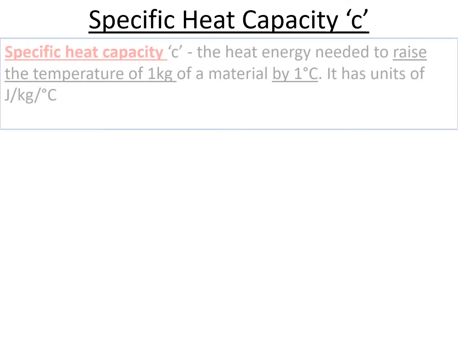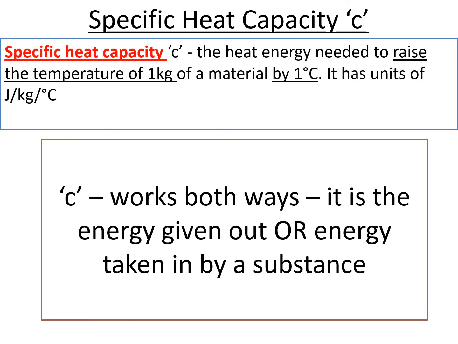So just to give you a final reminder and a wee summary is that C works both ways. It's the energy given out or the energy taken in by a substance to change its temperature. And if you have 1 kilogram of a substance, it's enough to change the temperature by 1 degree Celsius.